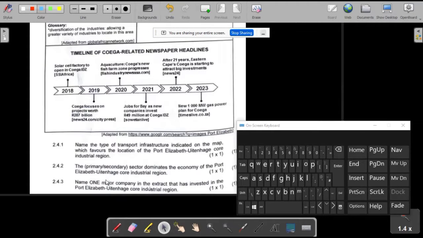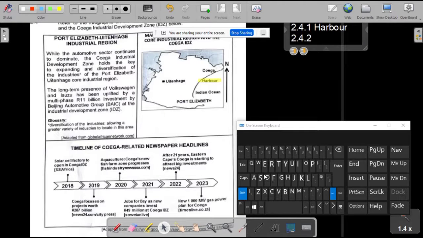says: does the primary or secondary sector dominate the economy of the Port Elizabeth Uitenhage core industrial region? Is it the primary sector or is it the secondary sector? Okay, this industrial region, of course, has to be the secondary sector, guys. Okay, it's an industrial region. Of course, industry is secondary.